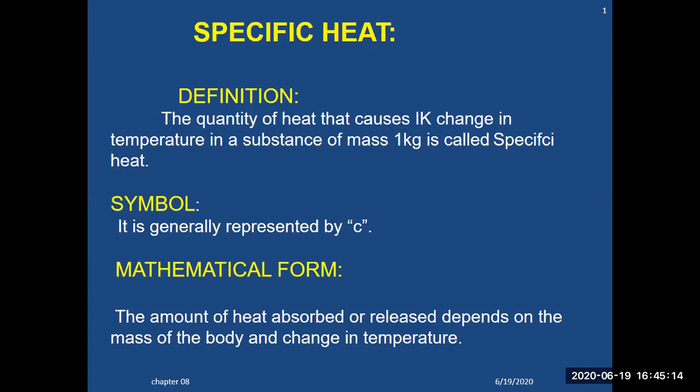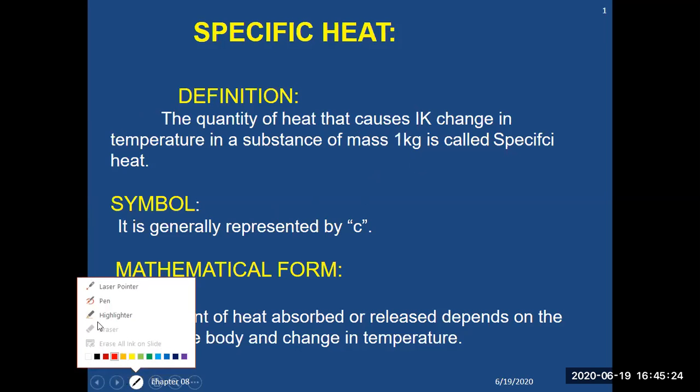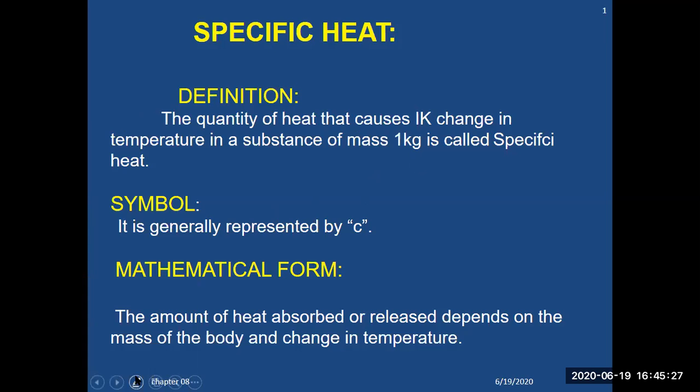But in this case, specific heat means a specific, measured mass. The mass is 1 kg, and you are increasing the temperature of that 1 kg mass through 1 Kelvin. So this is the concept of specific heat: a calculated amount of mass, 1 kg, and an amount of temperature increase, 1 K. This is called specific heat. It is written with C.